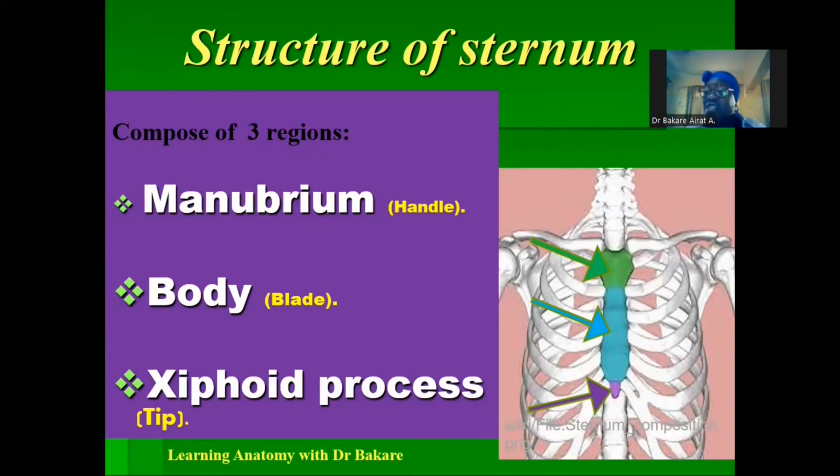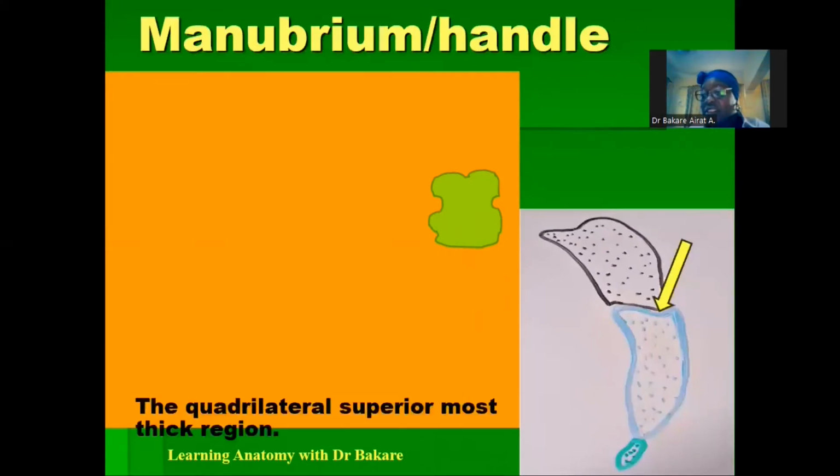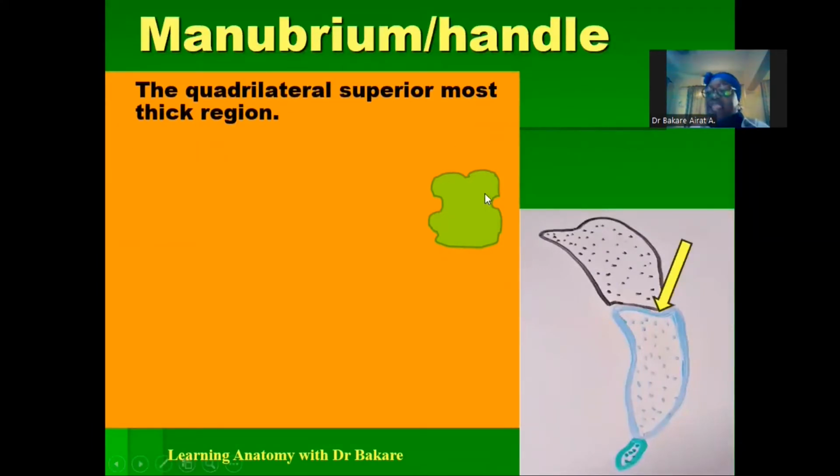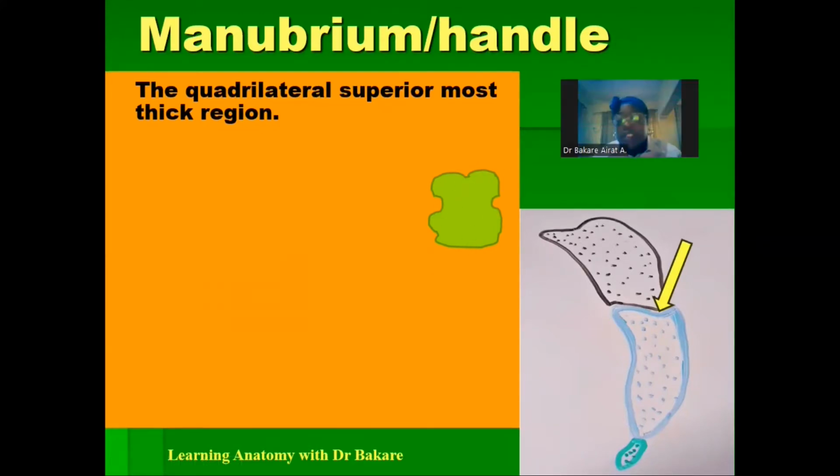So let's take each of these regions one after the other to see the specificity that they present. Going to the manubrium, which is also referred to as the handle. The manubrium is quadrilateral in shape. We say that it's the most superior region of the sternum, and it is also the thickest region. And looking at this configuration, we see that this is a four-sided presentation. The manubrium is the thick upper region of the sternum.